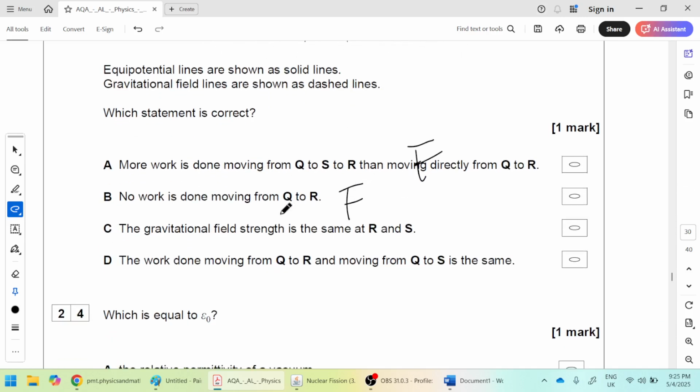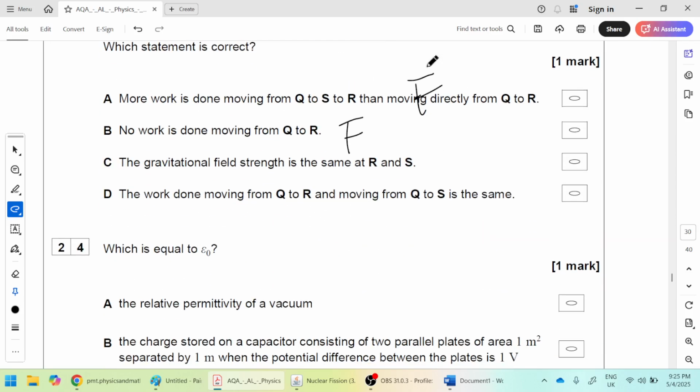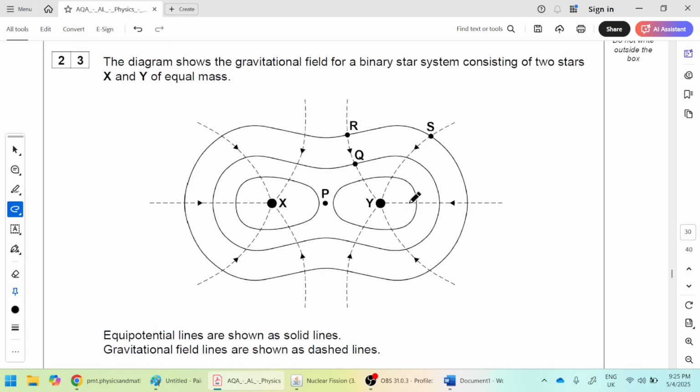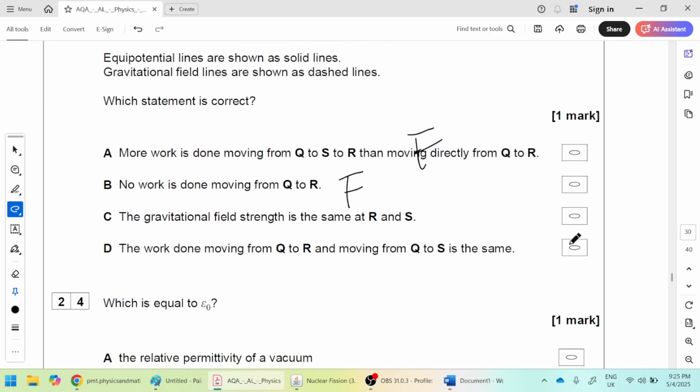Gravitational field strength is the same at R and S. I don't know about that. But anyway, work done from Q to R and Q to S is the same. Let's see. Q to R, Q to S. That is the same. That's true for sure because the potential difference between these two and the potential difference between these two are exactly the same. So this is the correct one.